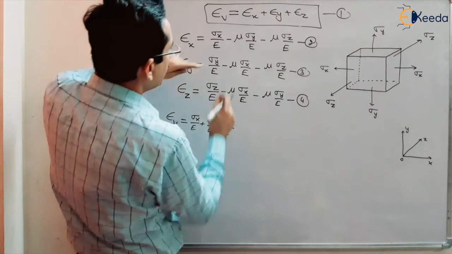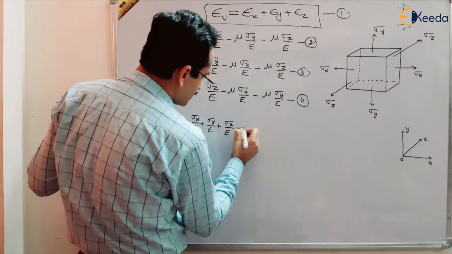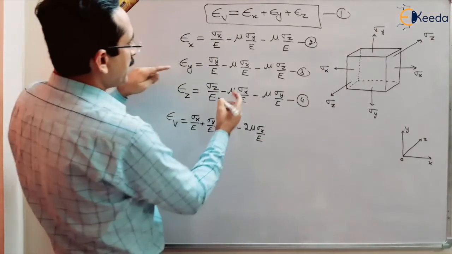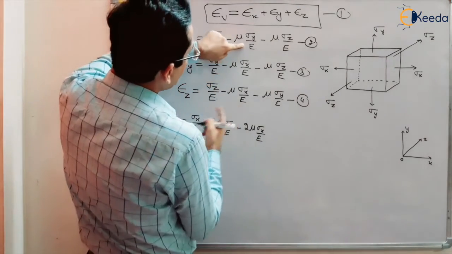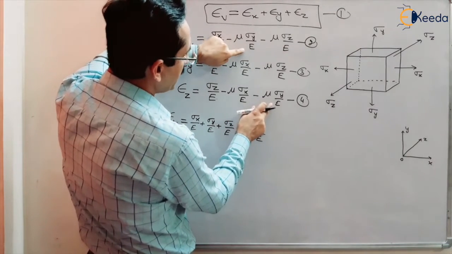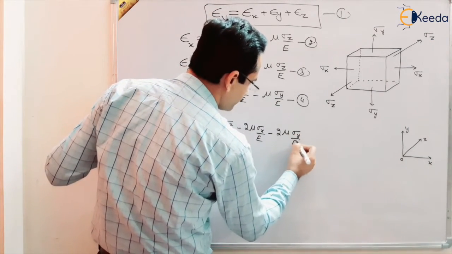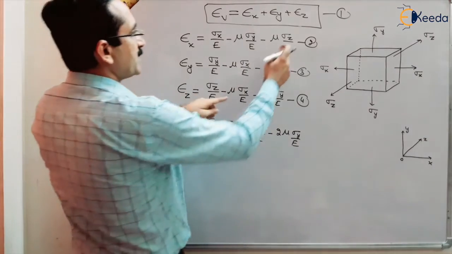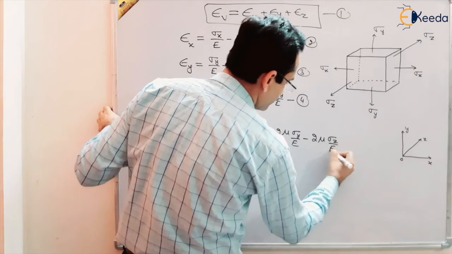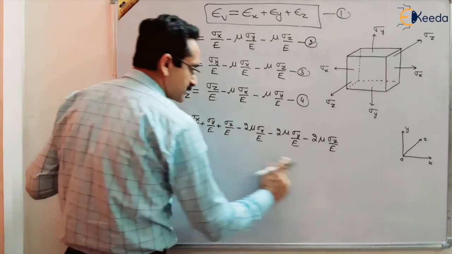And then here, mu times sigma x by E. So we can write minus 2 mu times sigma x by E, right? Again, sigma y by E, 2 times sigma y by E, so minus 2 mu sigma y by E, and then 2 times sigma z by E, so minus 2 times mu sigma z upon E. So adding these, we get these things, right?